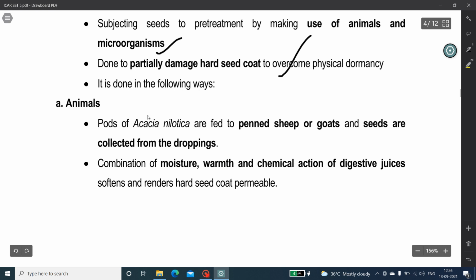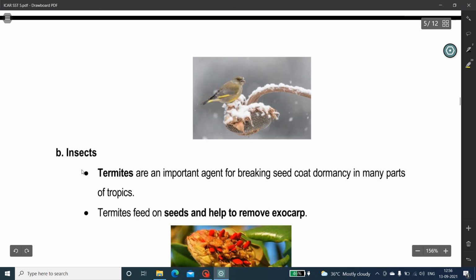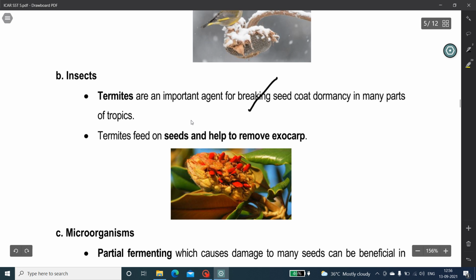First one is animals. The pods of Acacia nilotica are fed to penned sheep or goat and the seeds are collected from the droppings. The combination of moisture, warmth and the chemical action of digestive juices secreted by the penned sheep or goat softens and renders the hard seed coat permeable. The next one is insects. The termites play an important role, an important agent for breaking seed dormancy in many parts of the tropics. The termites feed on the seeds and help to remove the exocarp.